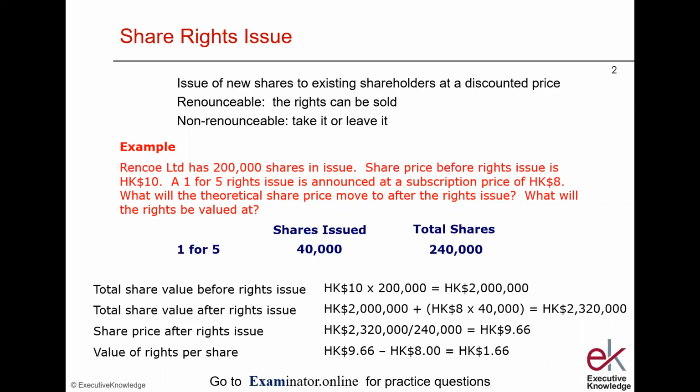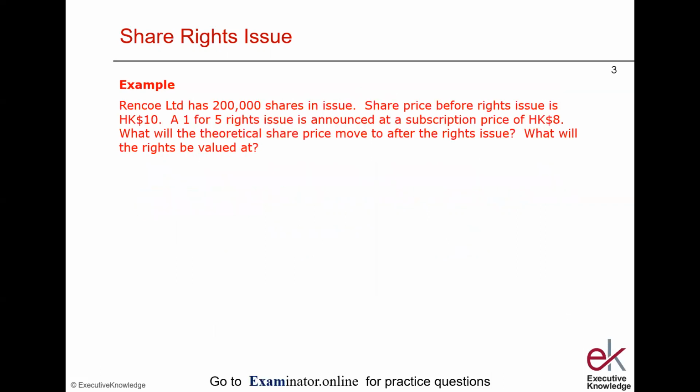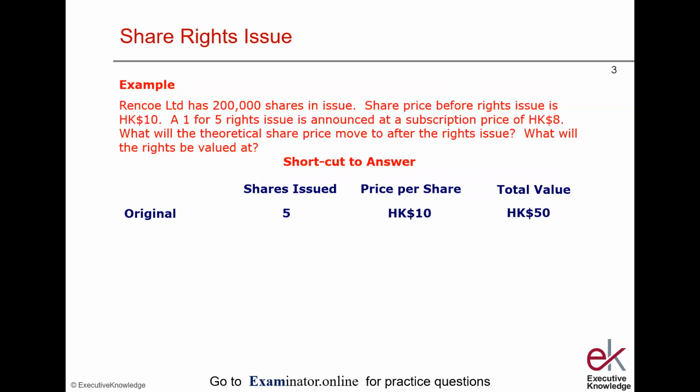Now what we're going to do is look at exactly the same question, but I'm going to show you a shortcut. So what's the first thing we look at? Well, I'm drawing up the narrative. Shares issued, price per share, total value. This is for illustrative purposes. You would not do this in the exam. You would go straight to putting the numbers down. And we just do it for the numbers quoted. It's a 1-for-5 rights issue. So I'm saying, okay, I hold 5 shares. The price per share is $10. Therefore, the total value is $50.